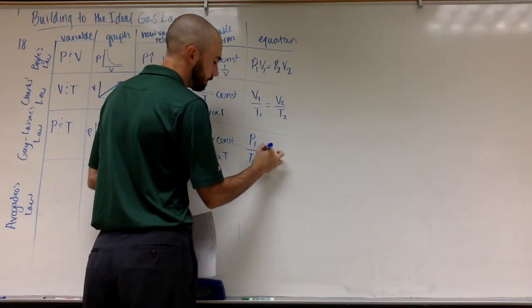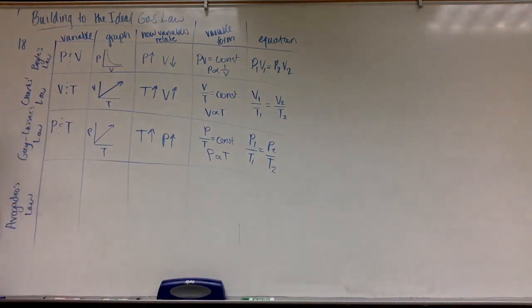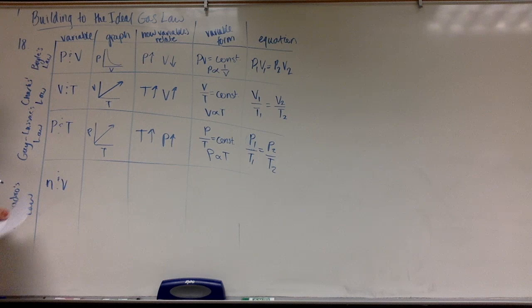P1 over T1 equals P2 over T2. And finally, this one is less of an AP Physics one and more of a carryover from chemistry. You don't really see this one as much, but in this one we have your number of molecules and volume being compared to each other.